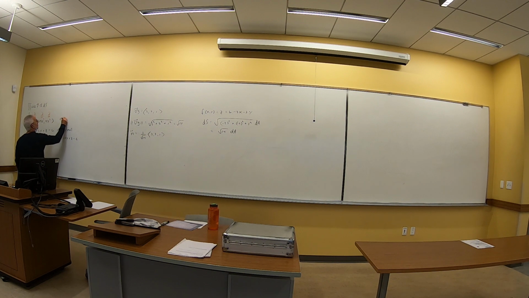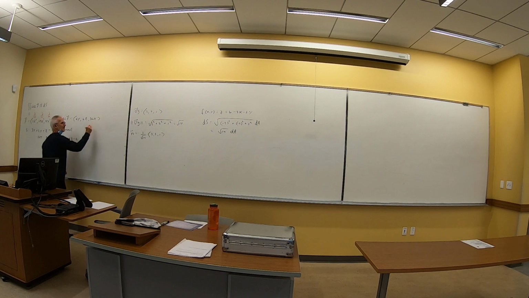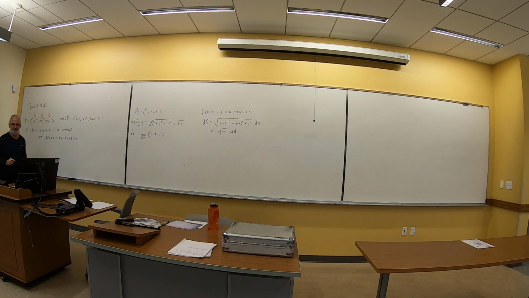So the curl of f is 8y minus 0, 6z minus 0, 36x minus 0. Does that look right? Didn't make any mistakes there, I hope? I'm a big fan of not making mistakes.